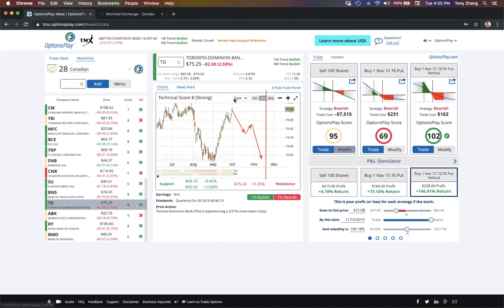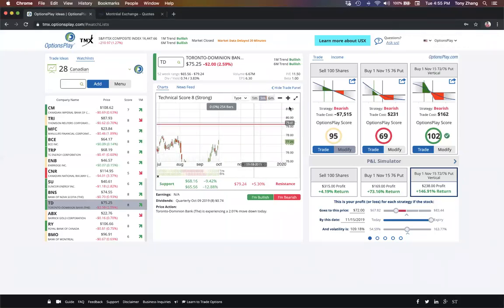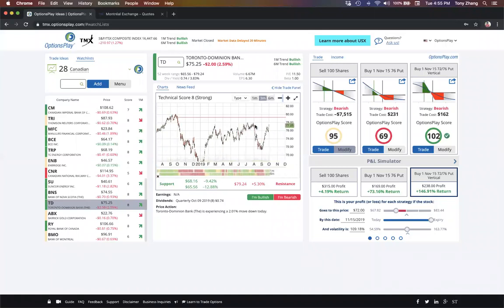And conversely, what if I'm wrong? What if the market just takes off again? What if this stock rallies back up to 79, which is its 52-week high? Actually, its 52-week high is higher, even $80. So what happens if this stock takes off and goes back up to $80?